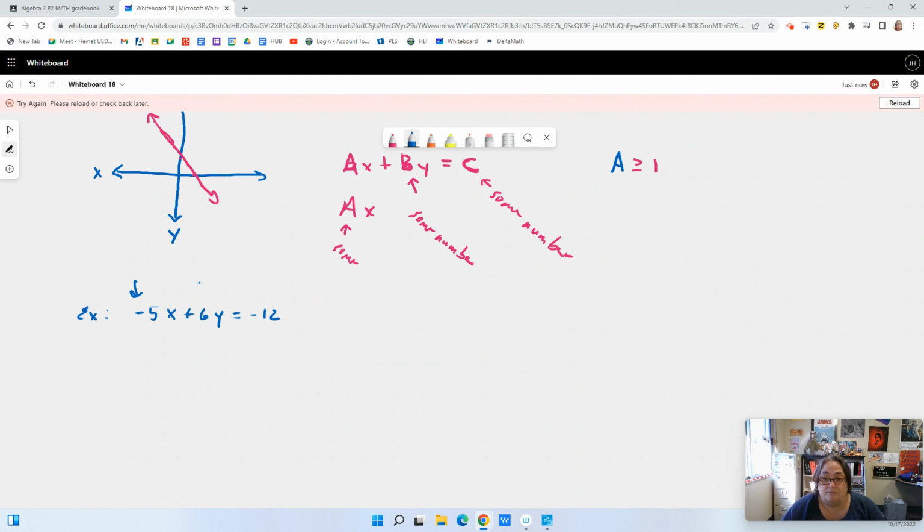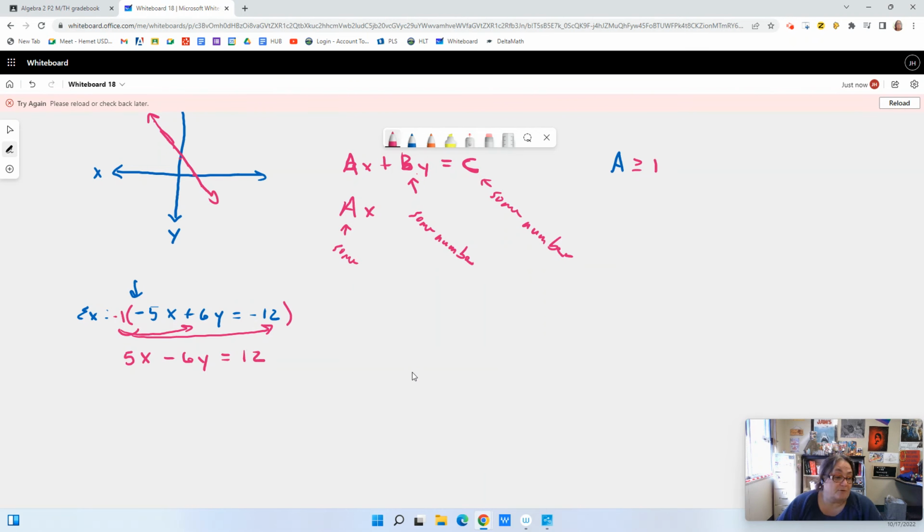If you want to change a negative to a positive, you just have to multiply it times another negative, right? If I want negative 5 to be positive, I'm going to have to multiply this whole thing times negative 1. Because when I multiply something times negative 1, all it does is change the sign. But I have to do it to everything. I can't just do it to one thing, or I'm messing up my equality. So negative 1 times negative 5 is 5x. Negative 1 times 6y is negative 6y. And negative 1 times negative 12 is just 12. And that would be put in the standard form of an equation.